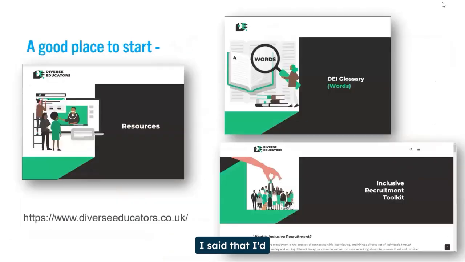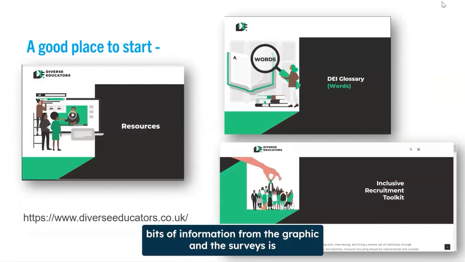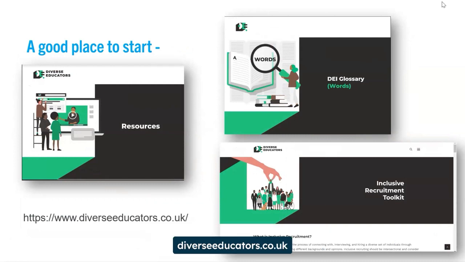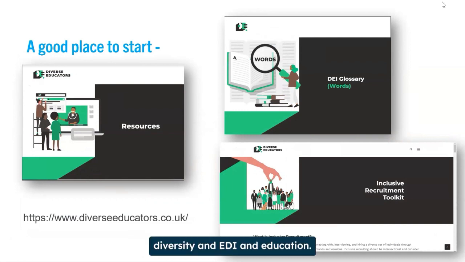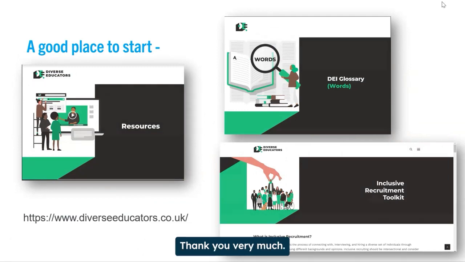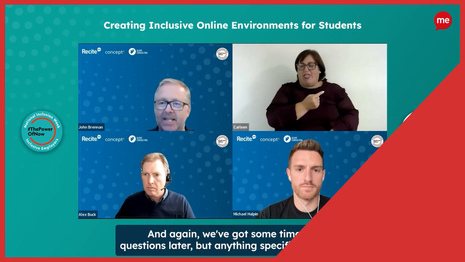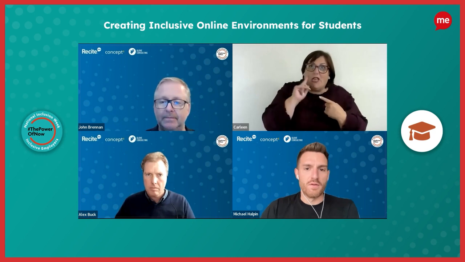So a good place to start, I said that I'd pick up and big up where I got the various bits of information from, the graphic and the surveys, is diverseeducators.co.uk, where there's all kinds of things on there around diversity and EDI in education. So resources, glossaries, inclusive recruitment toolkits. So I think the guys at Recite will be able to pop out that link that we've got there. Thank you very much. And again, we've got some time for questions later, but if anything specific comes up, the information will be out there. Thank you very much.